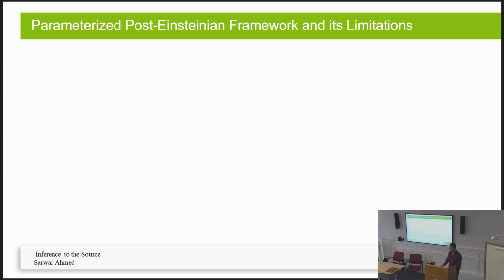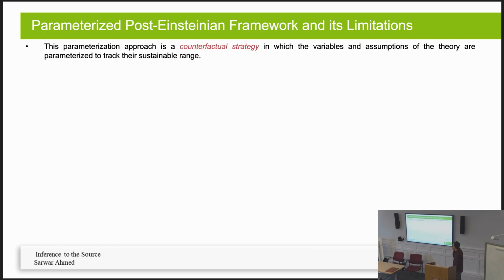There is an interesting framework which is called the parameterized post-Einsteinian framework. I'll just mention it very briefly. It was developed by Yunus and Pretorius in 2009, actually, for excluding alternatives after the detection. But since it was developed before the observation and philosophers have talked about it, I also mention it. I think it's a kind of counterfactual strategy in which the variables and assumptions of the theory are parameterized to track their sustainable range.